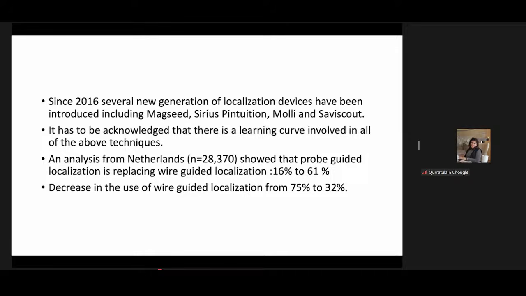So in 2016, several new generation localization devices were introduced, like the MagSeed, Sirius Pintuition, MOLLI, and SAVI SCOUT. And we all have to acknowledge that there is a learning curve involved with using all these techniques. There was an analysis from the Netherlands that showed that probe-guided localization is replacing wire-guided localization. It's up from 16% to 61%, with a decrease in the use of wire-guided localization from 75% to 32%.